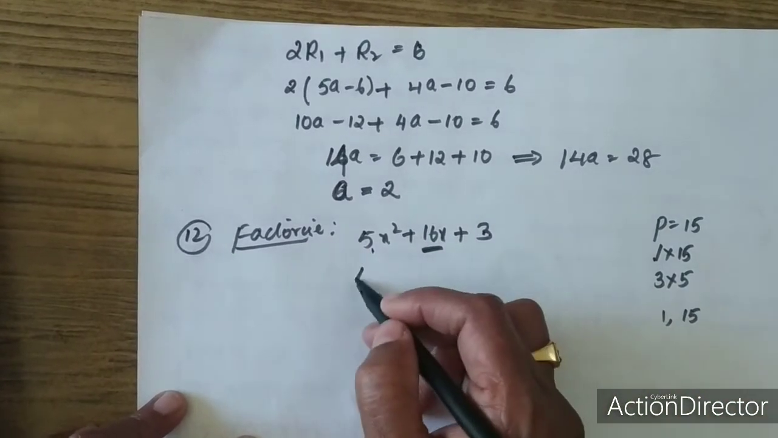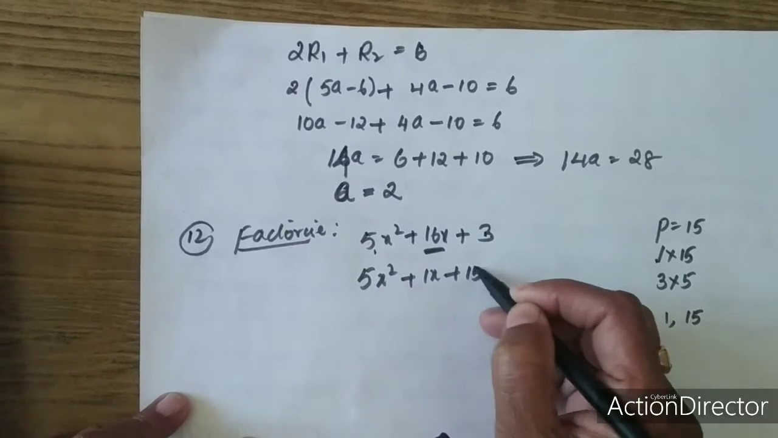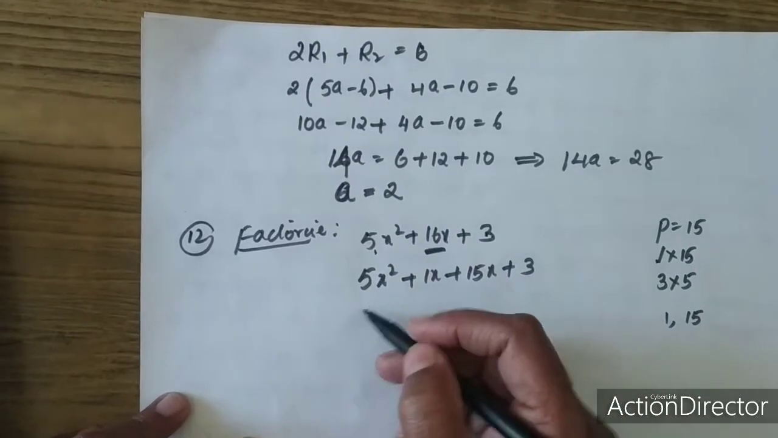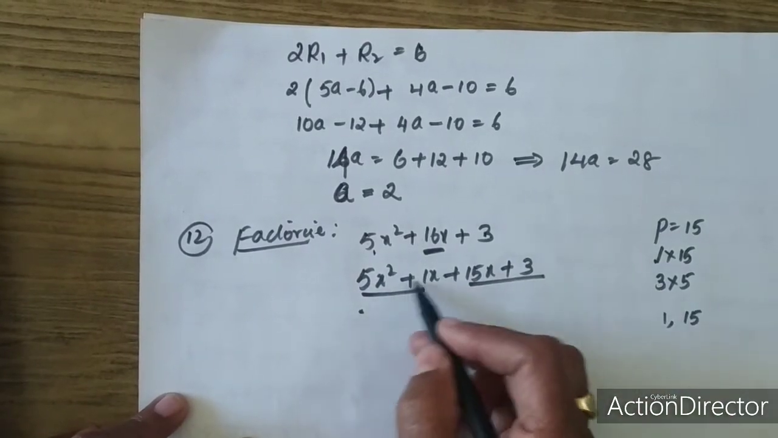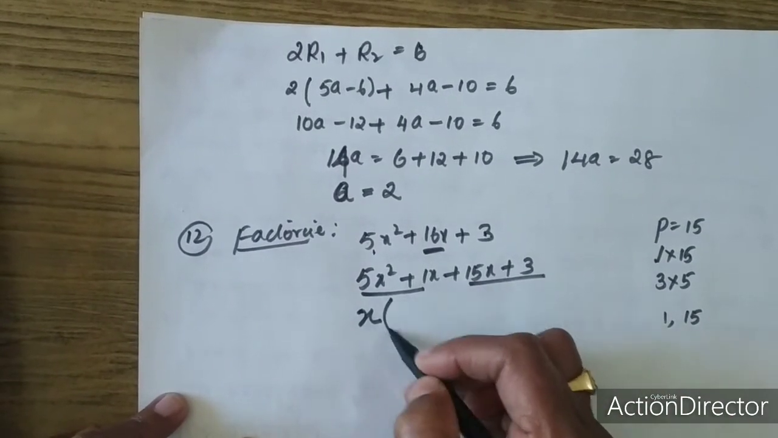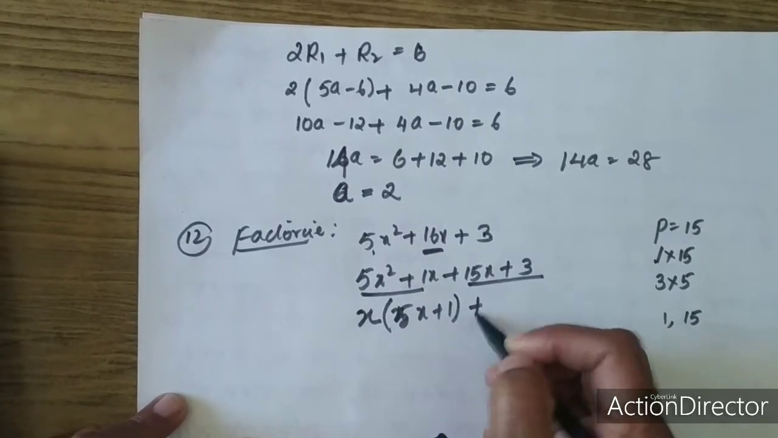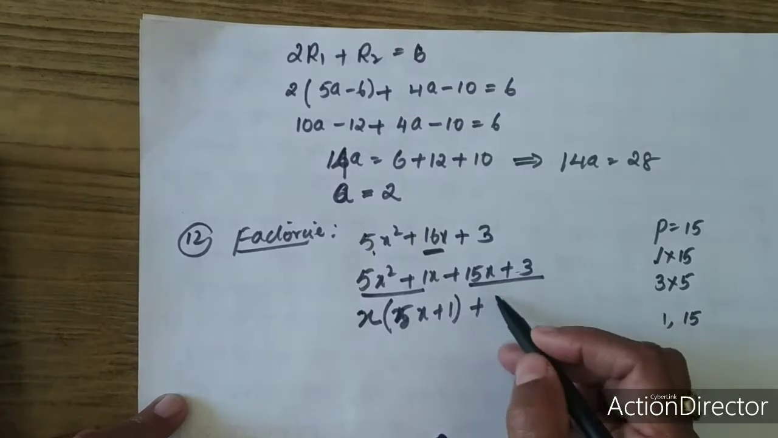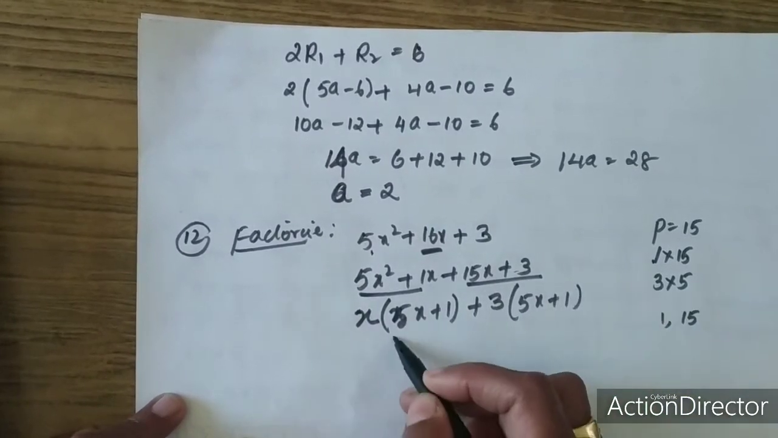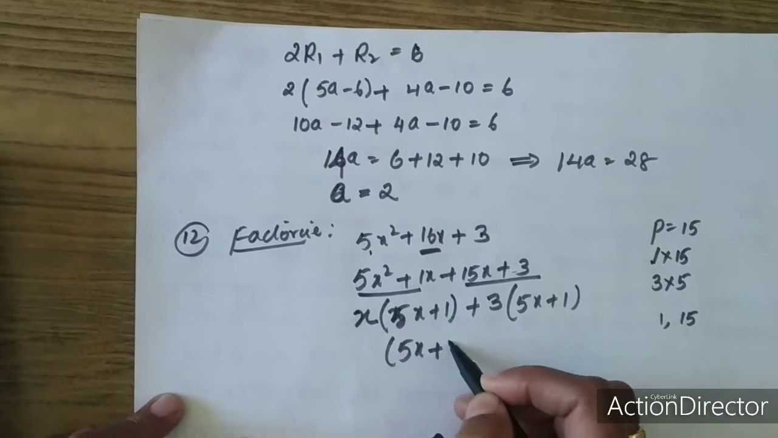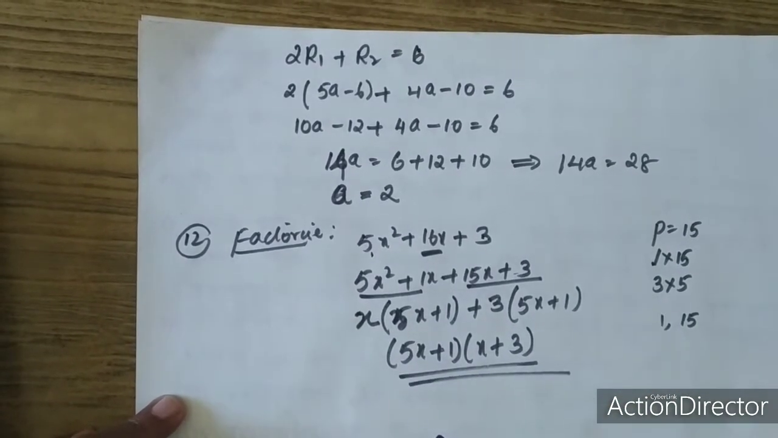So this middle term I am going to split as 5x square plus 1x plus 15x plus 3. Group the first two terms and the last two terms. In the first two terms x is common, so x into 5x plus 1. Similarly in the second two terms, 3 is common, so it is 5x plus 1. So my factors are 5x plus 1 into x plus 3.